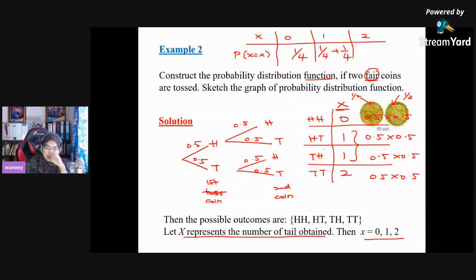Okay, the last one, how to obtain two tails? Basically, both of them should be a tail. So 0.5 times 0.5. So the chance to get two tails is simply 1 over 4.